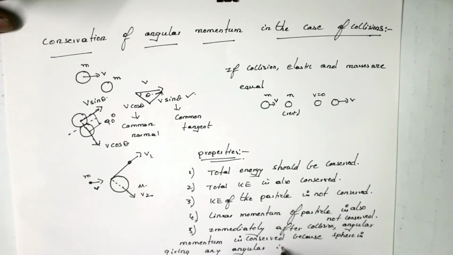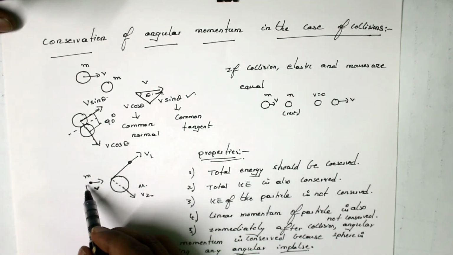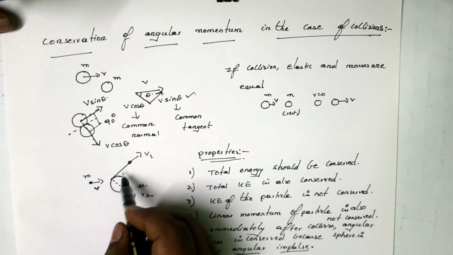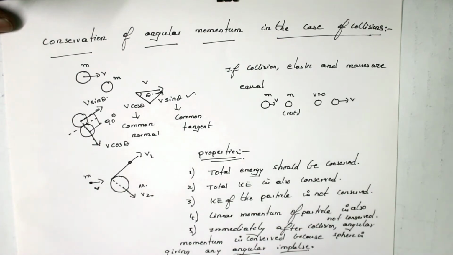So already we have studied that the angular momentum of a body can change only if you give angular impulse. In this collision, this bigger sphere is not giving any angular impulse to this small mass. So immediately after collision, its angular momentum should remain constant. So this is a condition where linear momentum of a particle is not conserved, but angular momentum is definitely conserved.